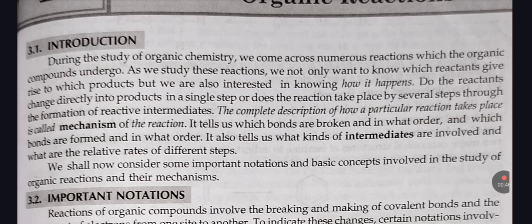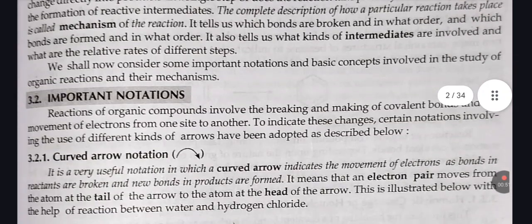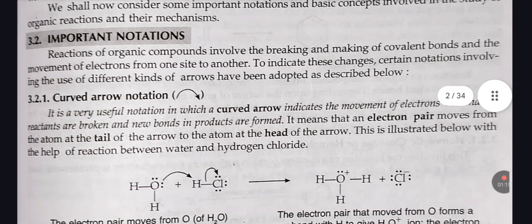The complete description of how a particular reaction takes place is called the mechanism of the reaction. It tells us what bonds are broken and in what order, and which bonds are formed and in what order. It also tells us what kind of intermediates are involved and what are the relative rates of different steps. We shall now consider some important notation and basic concepts involved in the study of organic reactions and their intermediates.